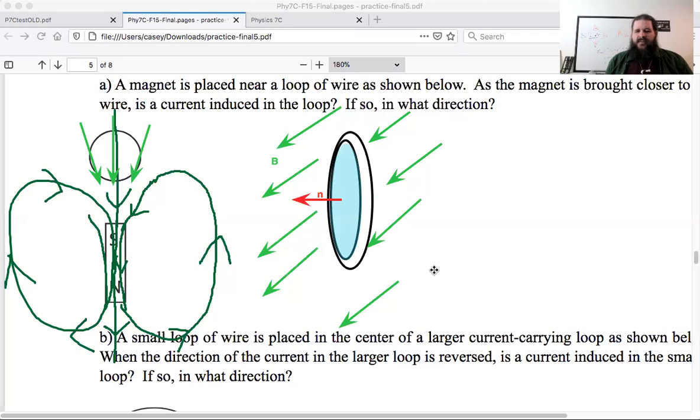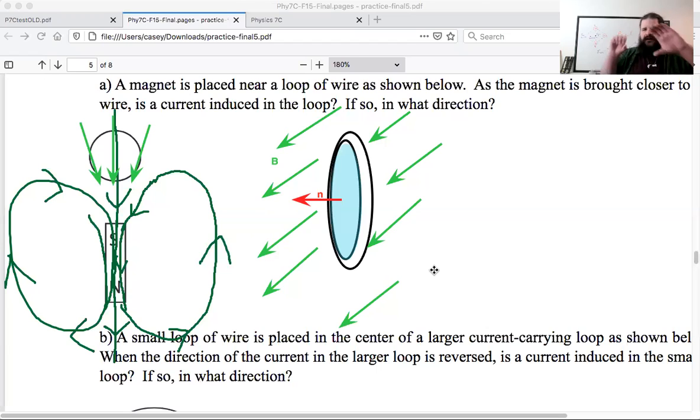And then since flux depends on those three things, area, magnetic field, and angle, if any one of those three things is changing, that could potentially lead to a change in flux and therefore induced voltage. So if the area is changing, if you're making the loop of wire wider or narrower, or if the magnetic field is changing, maybe you're moving the magnet closer to the loop of wire or further, or maybe you're moving the loop of wire closer to the magnet or further, that could be a change in flux, if there's flux at all. If the flux is zero, then it just stays zero.